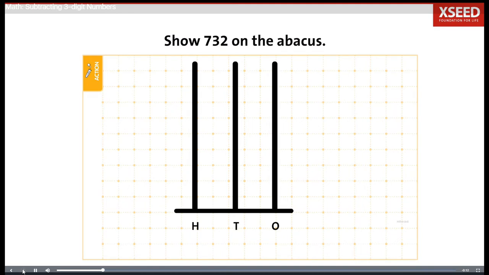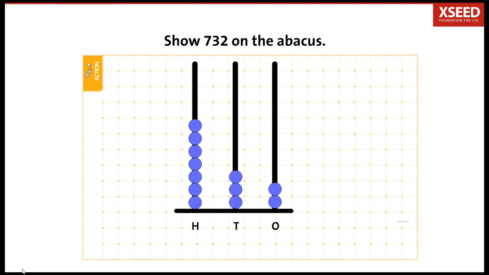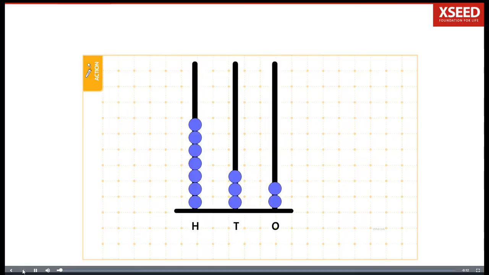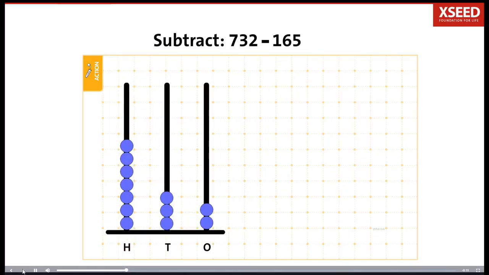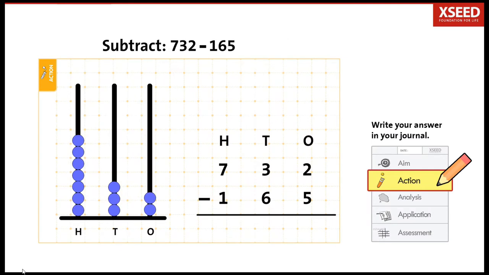Show the number 732 on the abacus by drawing beads for ones, tens, and hundreds using the blue-colored pencil, like this. Now, we will subtract 165 from 732. To do that, write the two numbers in columns in the action part of your journal, like this.